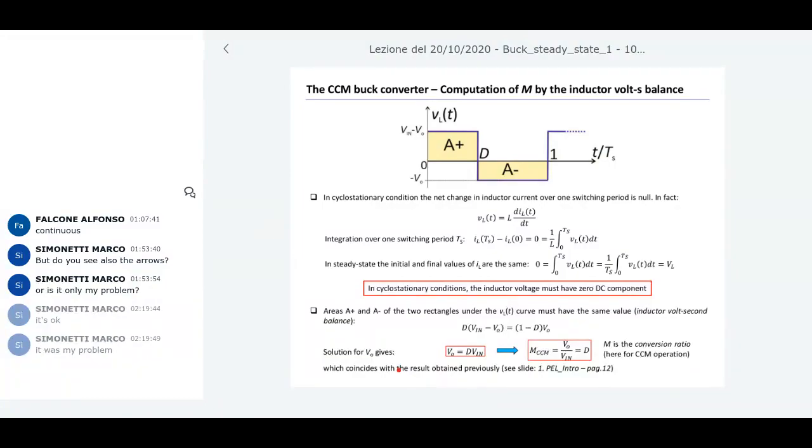I can stop the lecture here for today. Simonetti, Marco, have you had some problem looking at the slides? Can you see some more? It's okay. If you have problems, you can ask me. I didn't see your comments in real time.